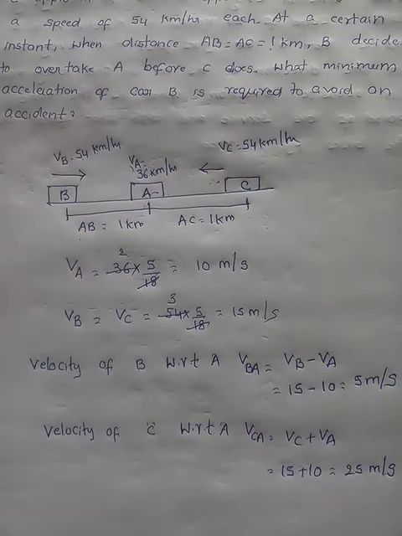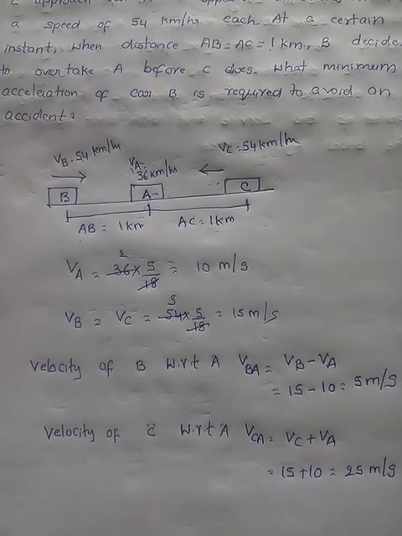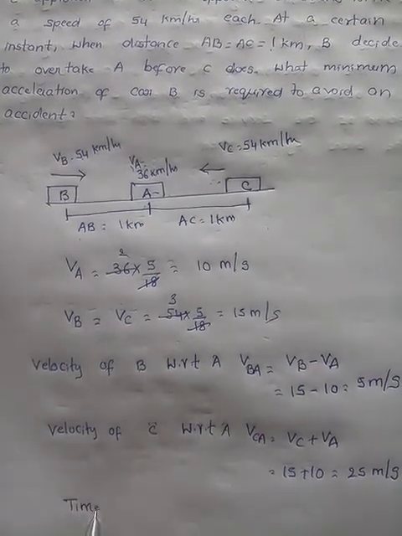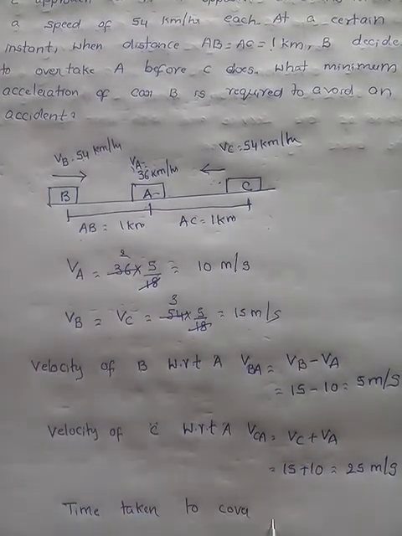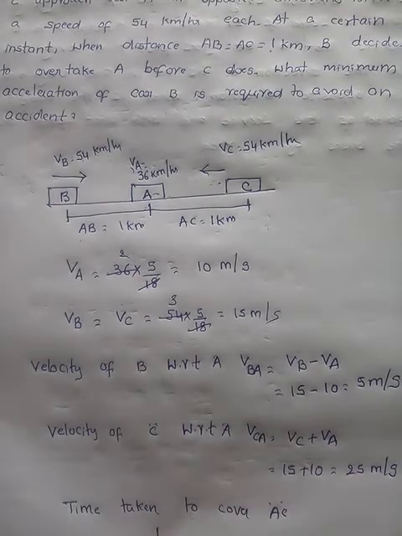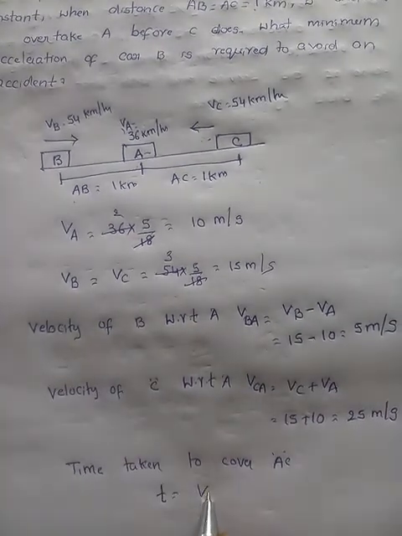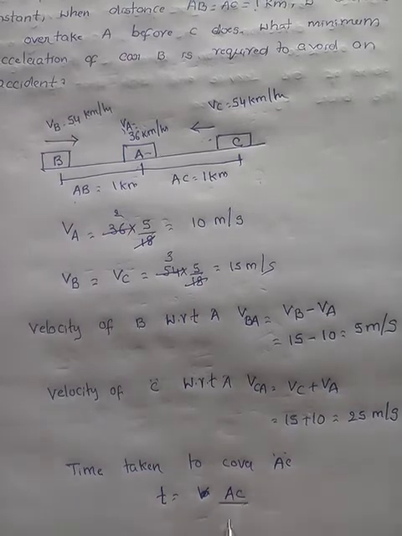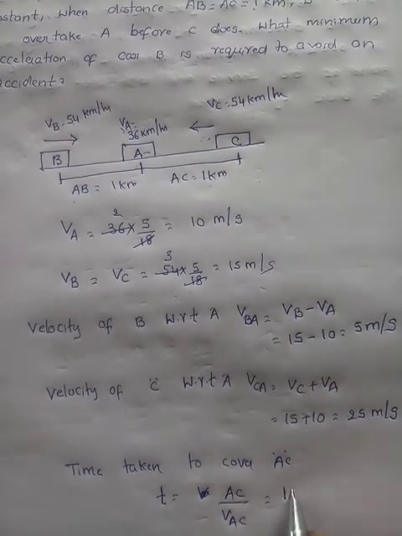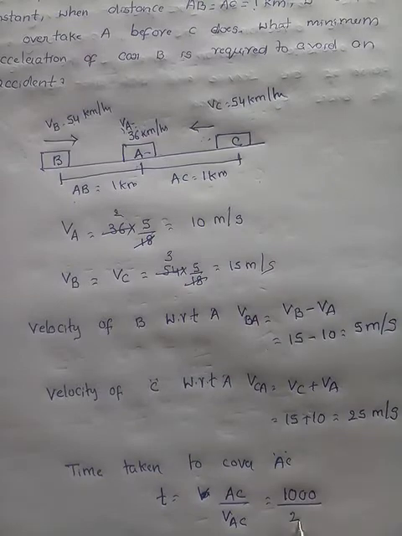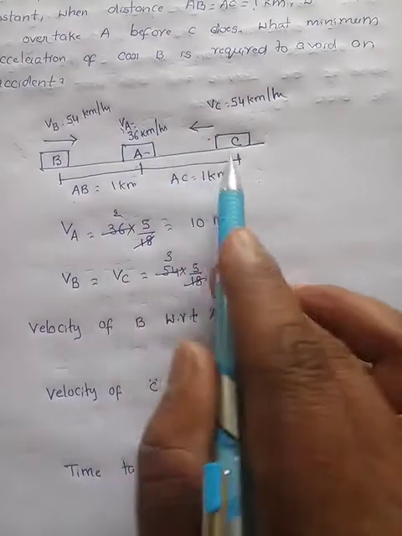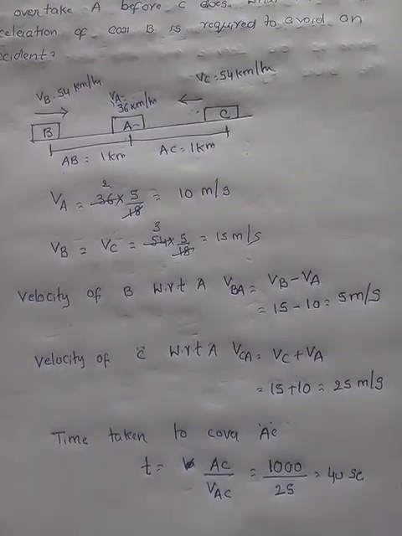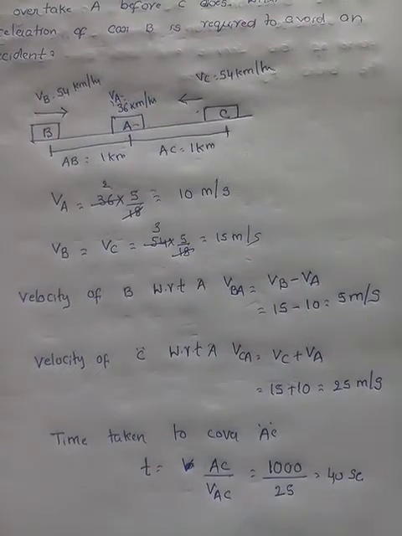Now, before these two meet, B has to overtake. Let us find how much time it will take to reach. So the time taken to cover AC: T is equal to distance AC by velocity of AC. Distance is 1000 meters by 25. So to reach the same point, how much time will it take? 40 seconds. Now, in that 40 seconds, it should get acceleration.